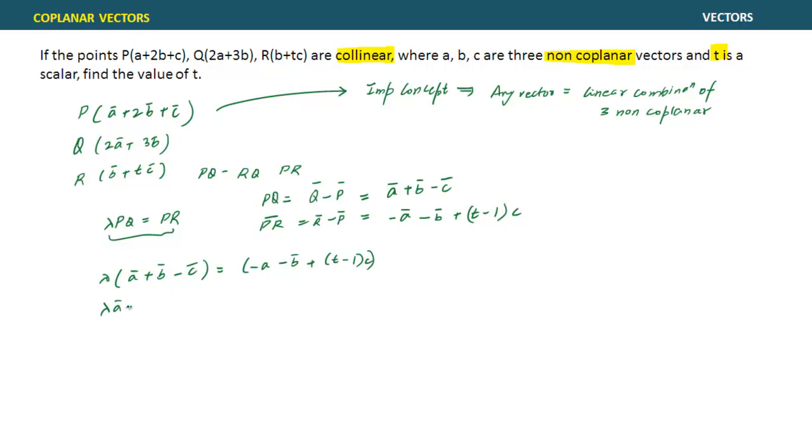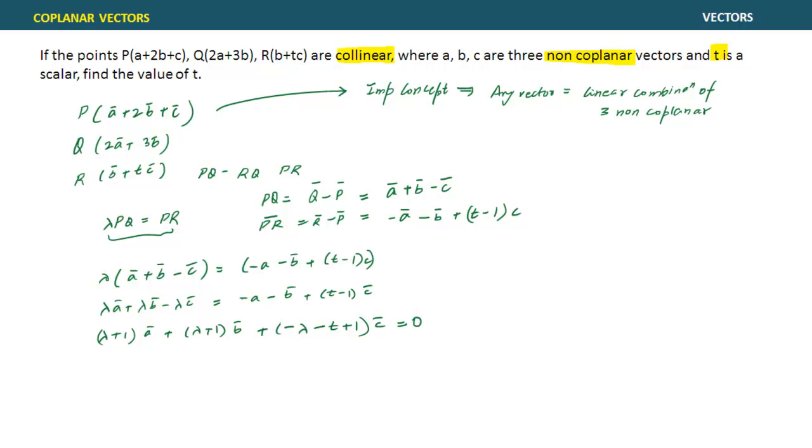So if you see, this becomes lambda a plus lambda b minus lambda c is equal to minus a minus b plus t minus 1 c. And if we collate all the components, you will get lambda plus 1 times a vector plus lambda plus 1 times b vector. And this will be minus, let's say we take the plus again, minus lambda minus t plus 1 times c vector is equal to 0.